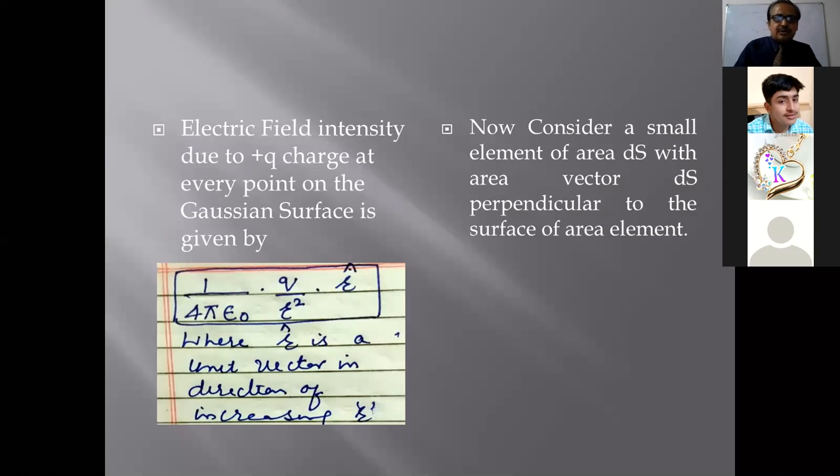So, what is the electric field intensity due to this plus Q charge on every point on the spherical body will be 1 over 4 pi epsilon naught.